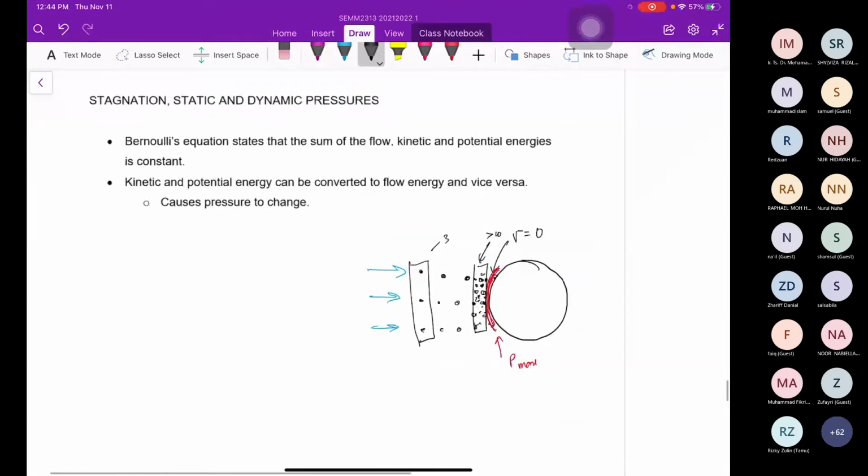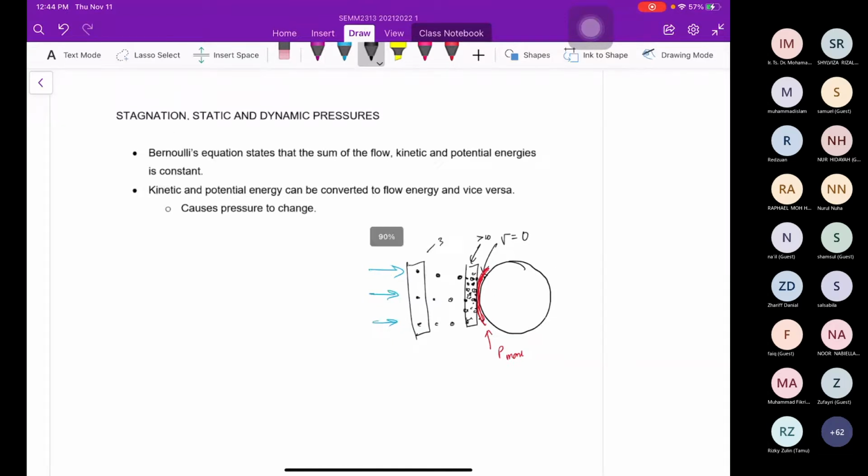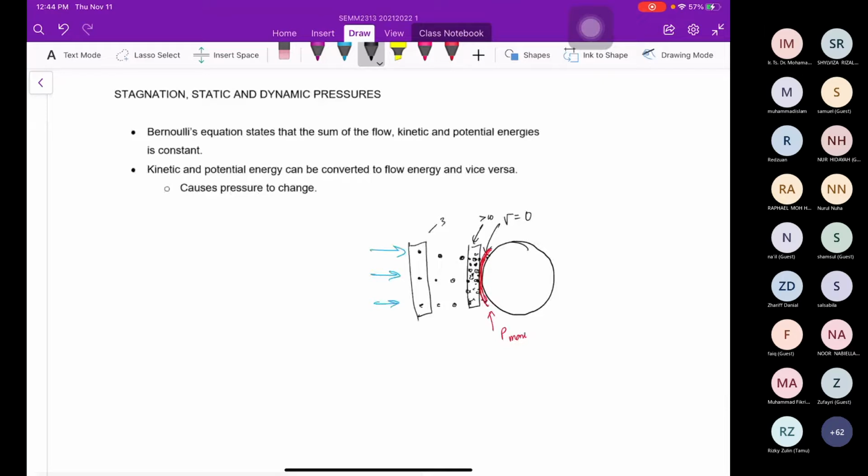So, the Bernoulli equation states that the sum of the flow, kinetic and potential energy is constant. Kinetic and potential energy can be converted to flow energy and vice versa, causing the pressure to change. Alright. So, our Bernoulli equation, which is P plus rho V squared over 2 plus rho gZ, is constant, right?